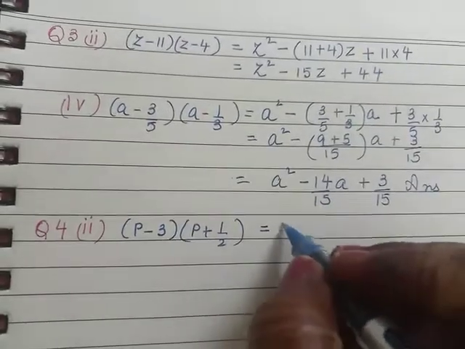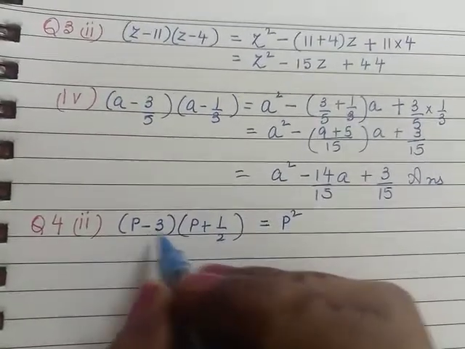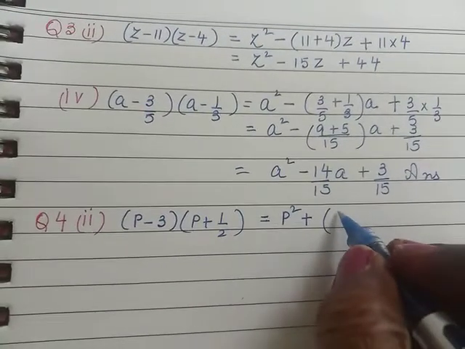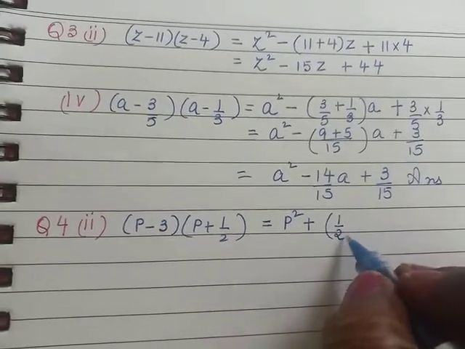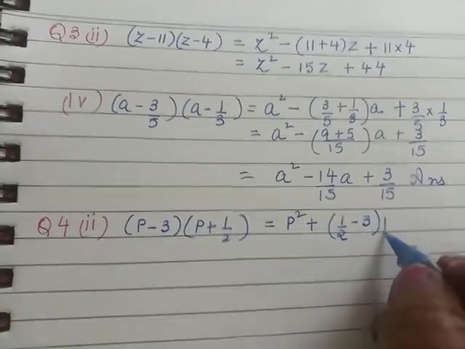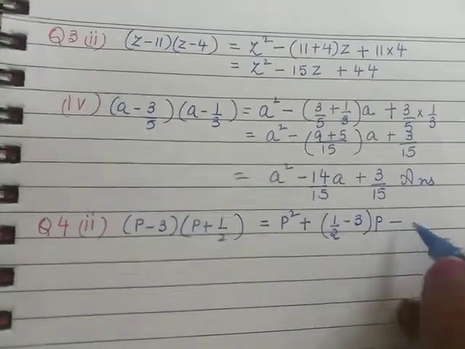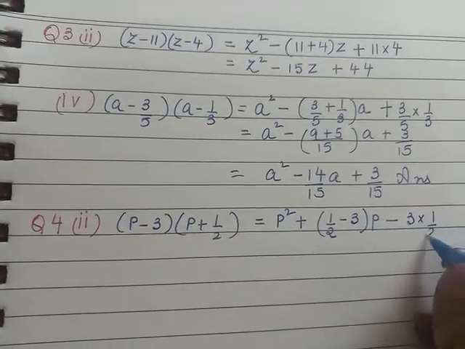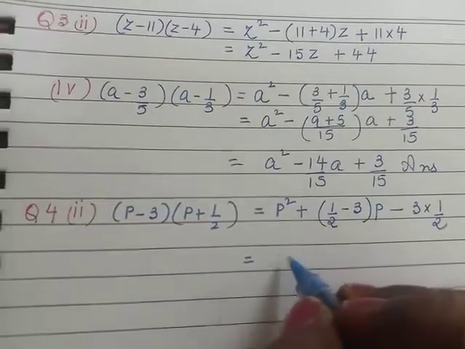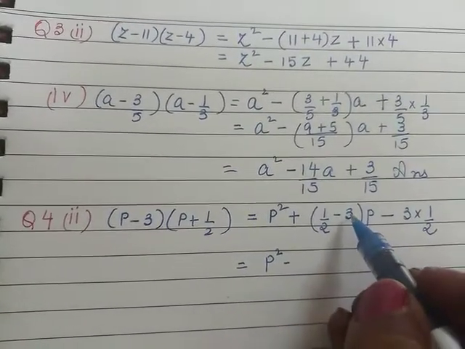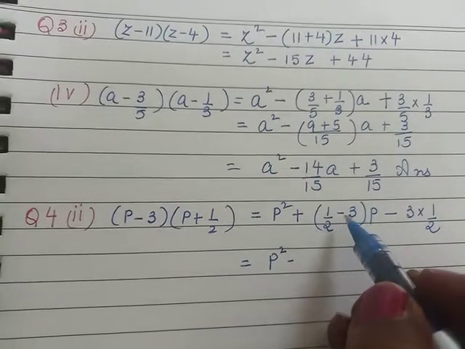P into P will give you p square. One is negative, one is positive, so the positive sign goes outside. I write the positive term first and then the negative term. p, minus 3 into 1 by 2. That becomes p square. 3 minus half will give you 5 by 2.